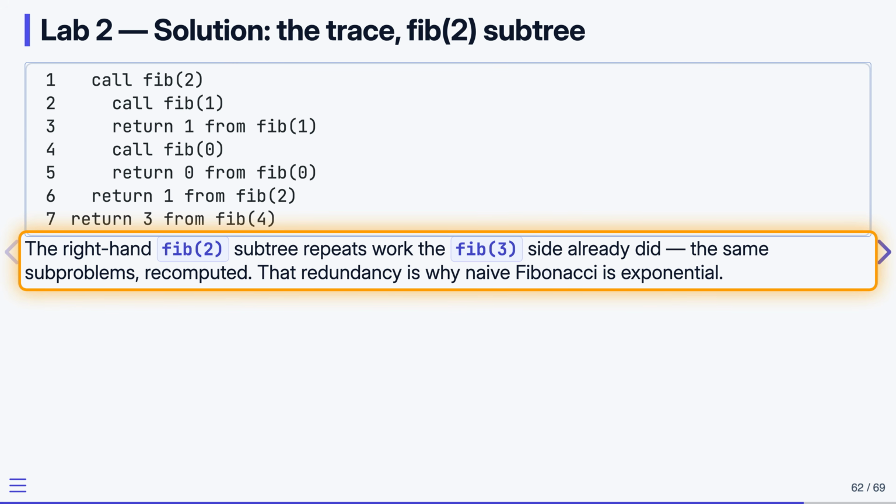Now compare the two halves. This right-hand fib of 2 repeats work the fib of 3 side already did. The same small problems, computed again from scratch. That redundancy is why the simple Fibonacci grows exponentially.